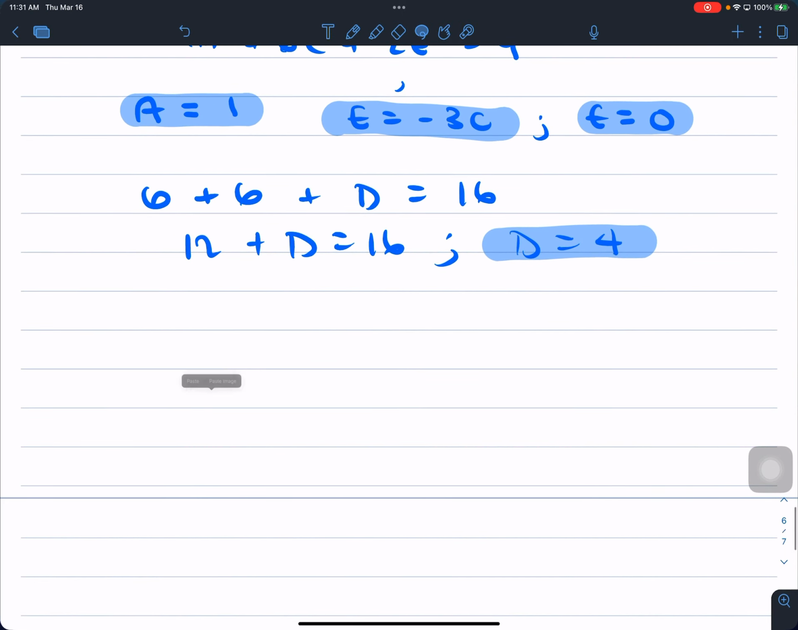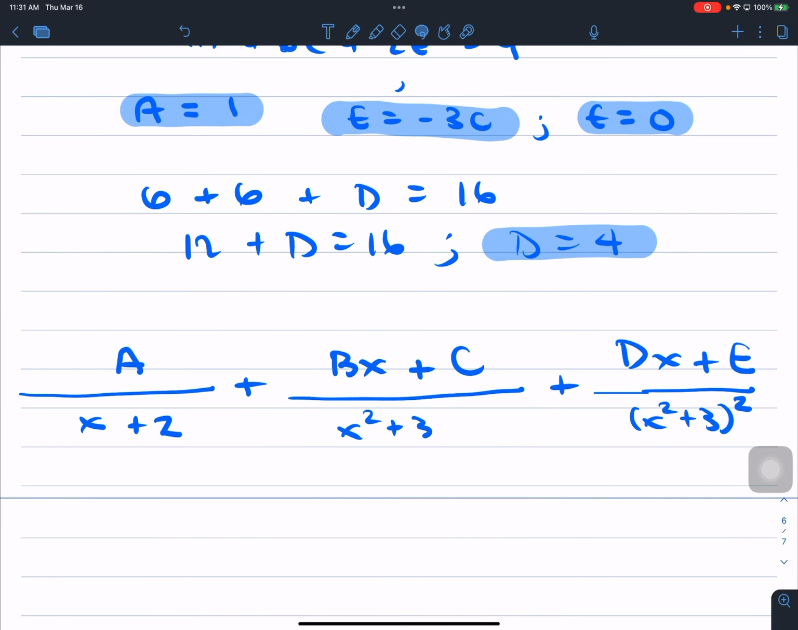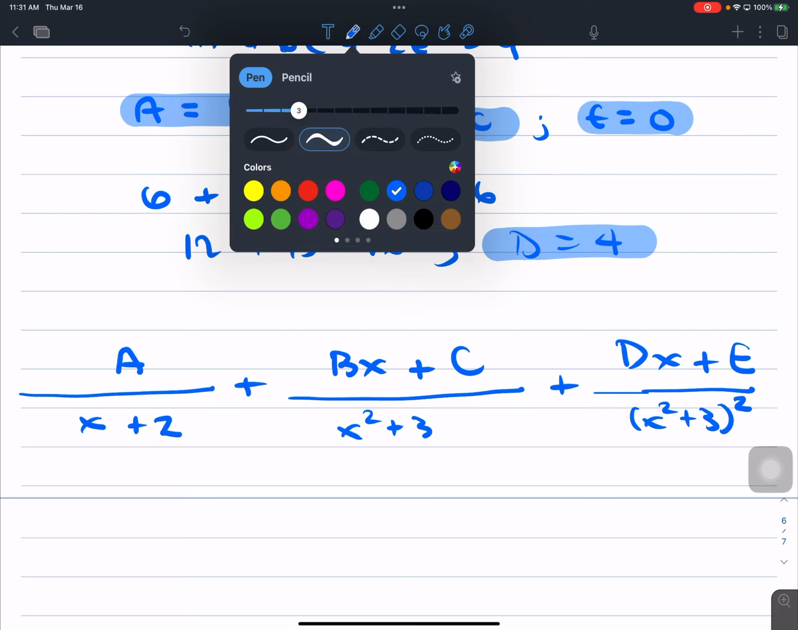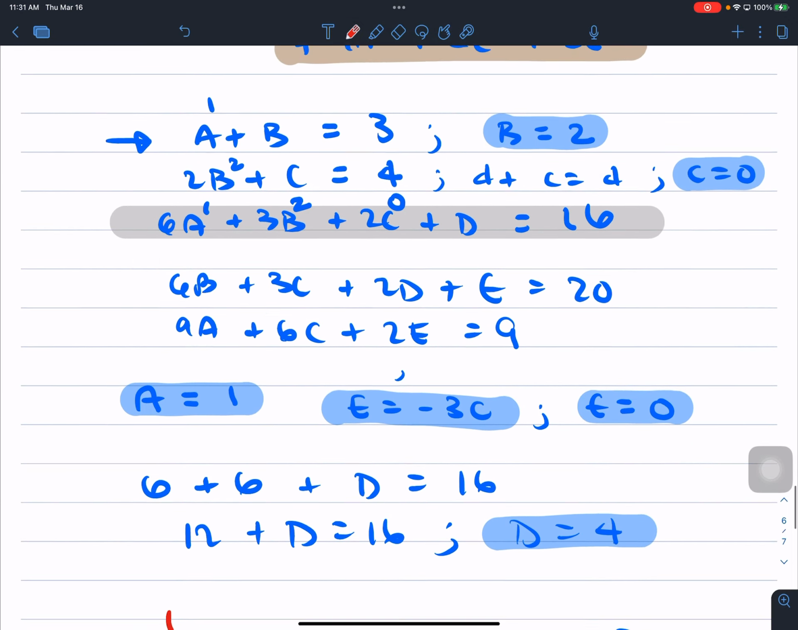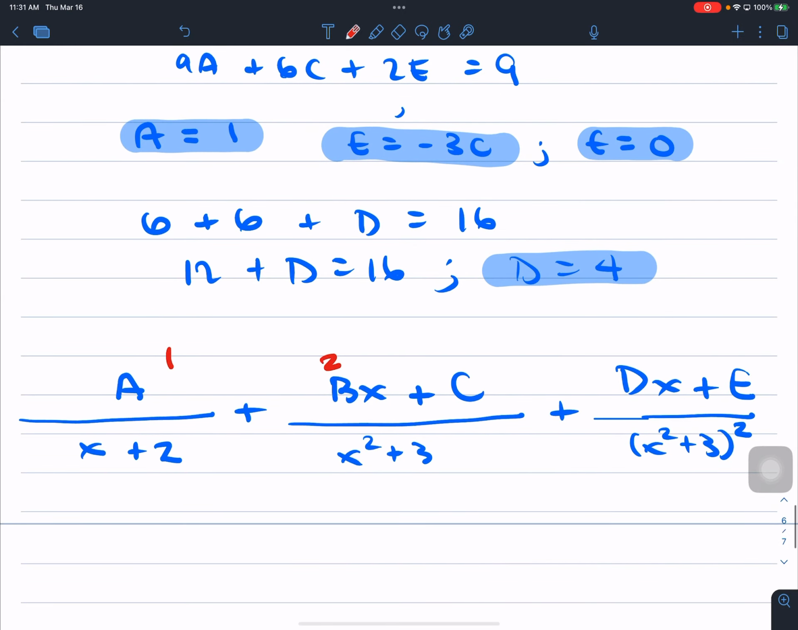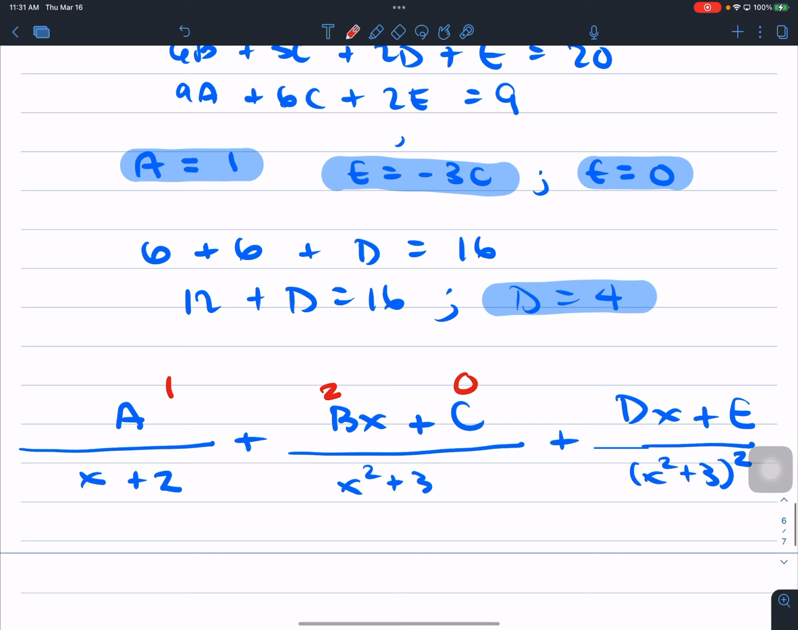Repeat quadratic. So, okay, let's plug in the values here. A is 1. What is B? B was 2, is that right? 2. What is C? 0. What was D? 4. What is E? 0.